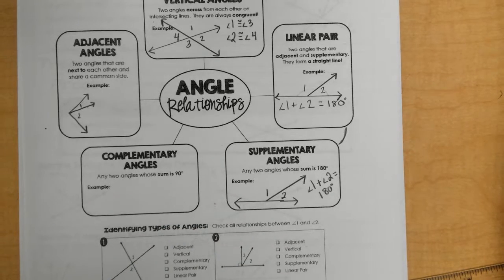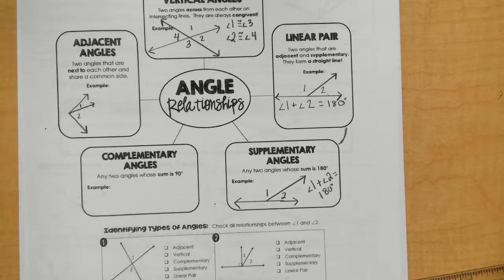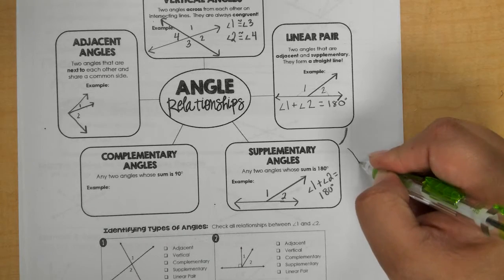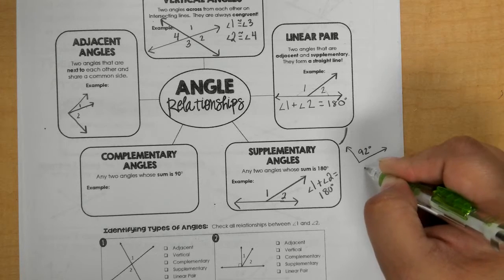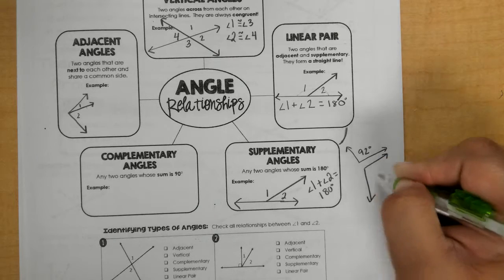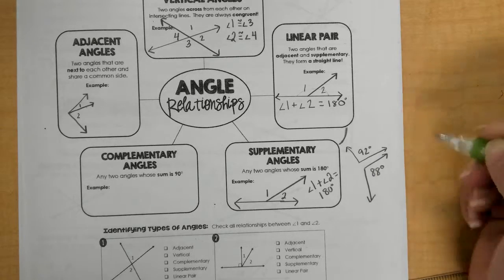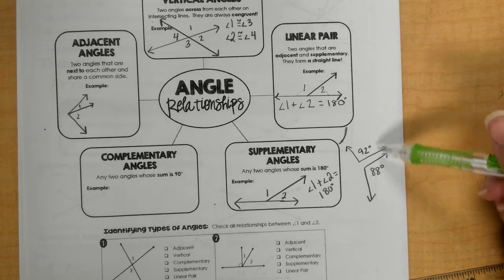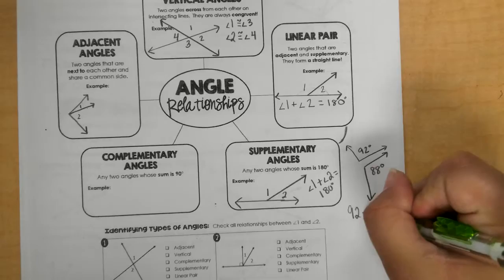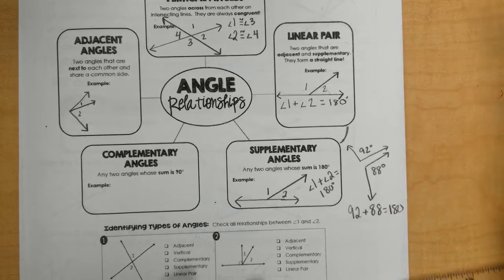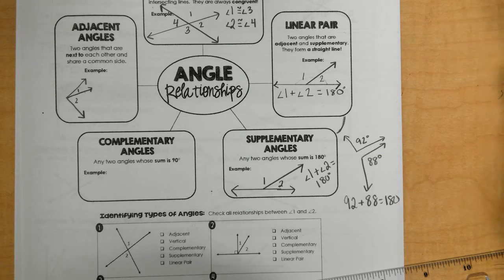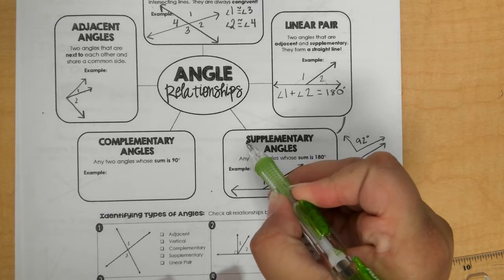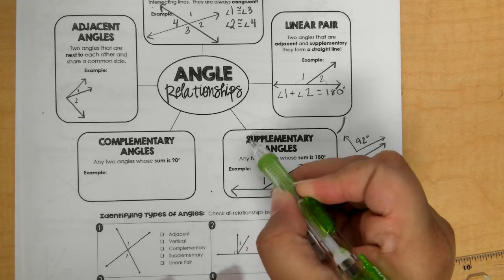Okay? But you can also have two separate angles not touching, like so. We'll call that 92 degrees, and we'll call this one 88 degrees. So in this case, if I add up these two numbers, I would get 180. So that means that they would be supplementary to each other because they equal 180. Now, if you have a hard time remembering that supplementary is 180 degrees, think of the S as like an 8. So 180. S is the 8. Okay?